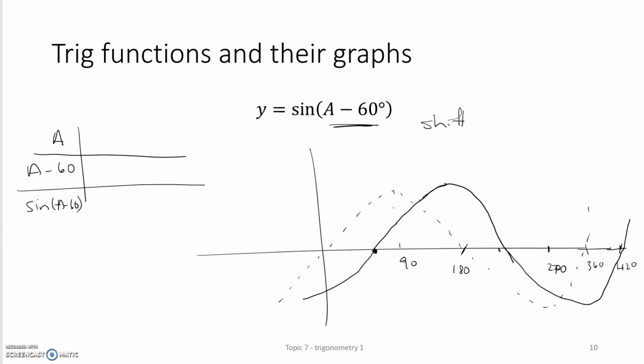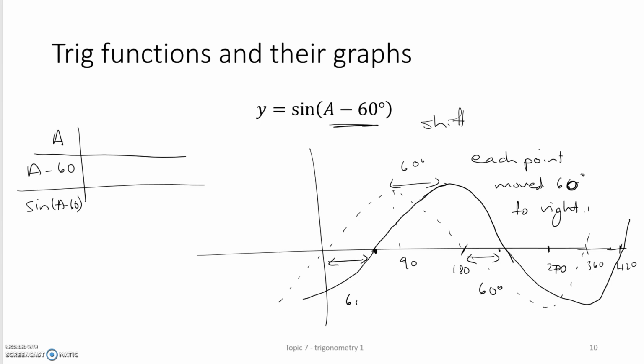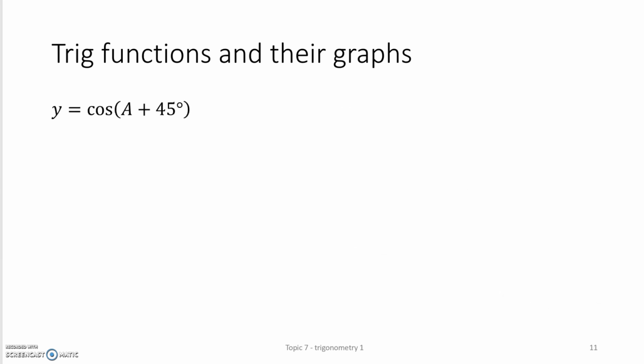And what we find is that each point has moved 60 degrees to the right. So that distance is 60 degrees. This distance, not very good graph, is 60 degrees, and so on. This distance is 60 degrees. Every point has moved over, so the whole graph has just moved over 60 degrees.